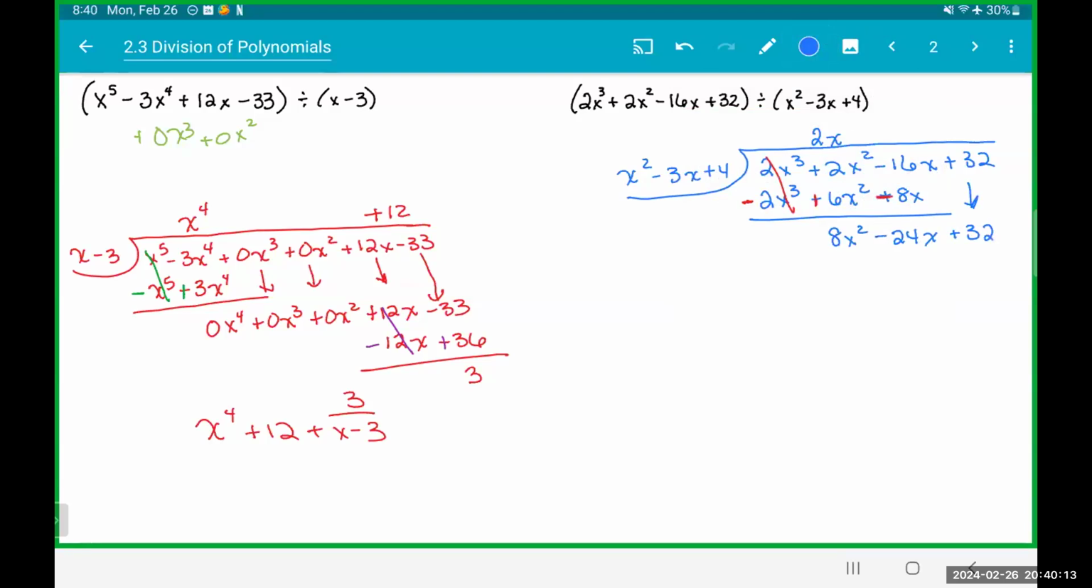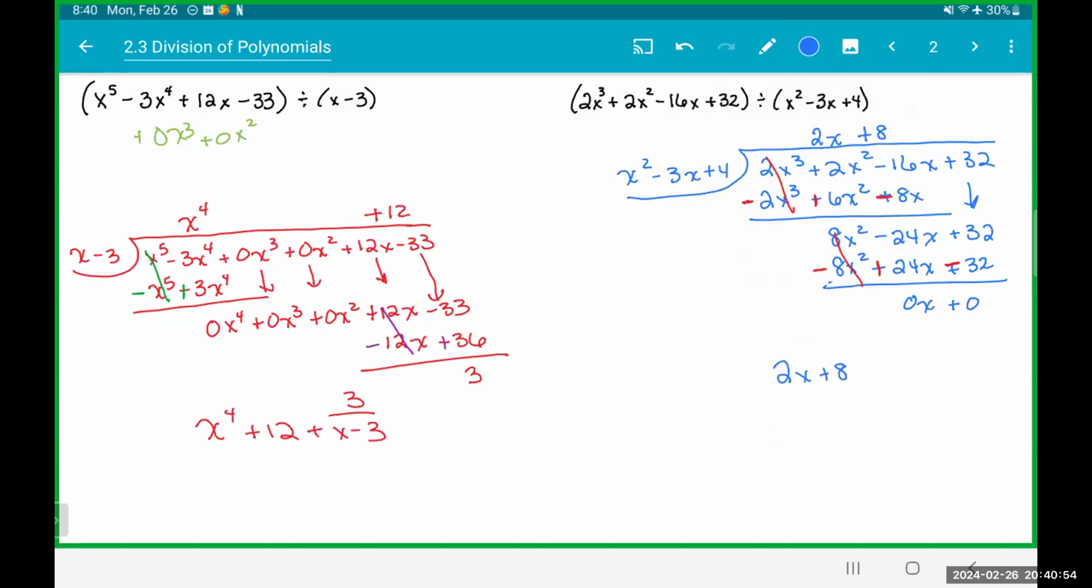Now we need to multiply this top by 8. So 8 times x gives me 8x squared. 8 times negative 3x gives me negative 24x, and 8 times 4 gives me 32. I need to change all of my signs, and this goes away, but actually, so does this. This gives me x to the 0 plus 0, and thus this solution would be 2x plus 8.